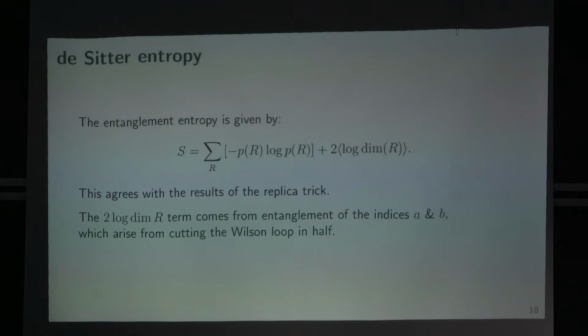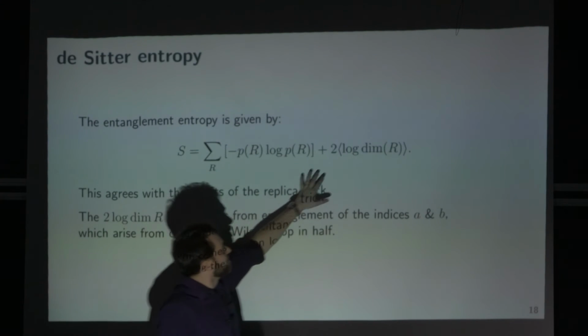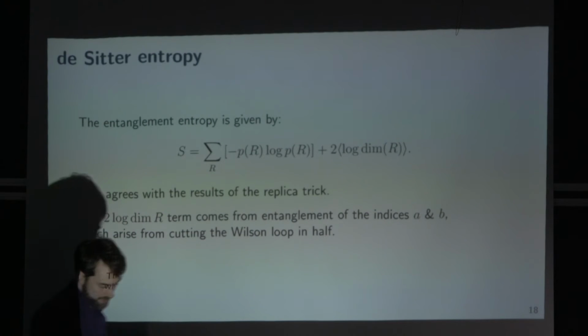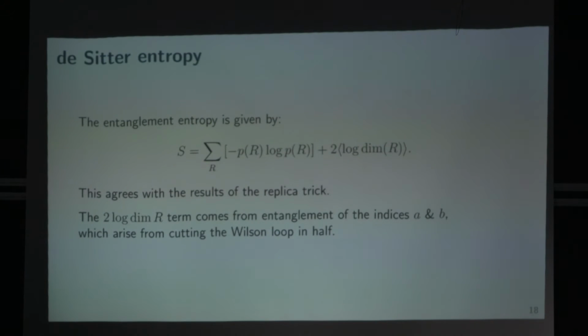In the replica trick, the way you get this other term comes from the fact that in the partition function, there is some factor, dimension of R to the power of chi. Whereas here, the statistical meaning of that thing is clear. It comes from entanglement of these extra indices that you have to put to cut the Wilson loop.